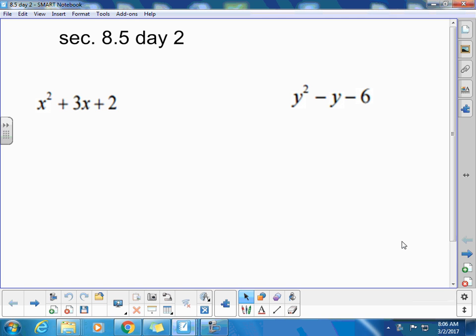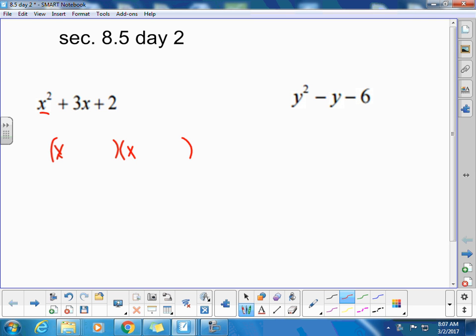Right, today is 8.5 day 2, another day of factoring, the opposite of FOILing, which we did all the last couple of weeks. So we are looking for two sets of factors, or two factors that multiply together to give us x squared plus 3x plus 2.